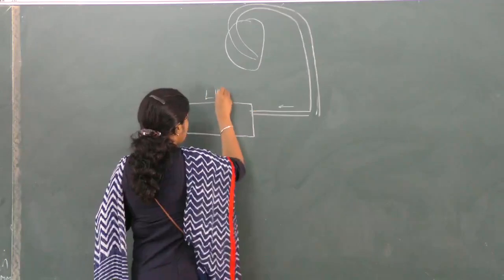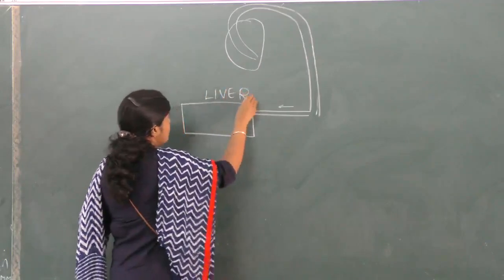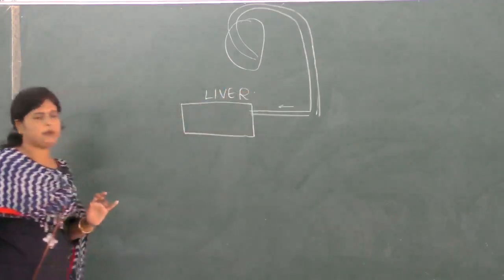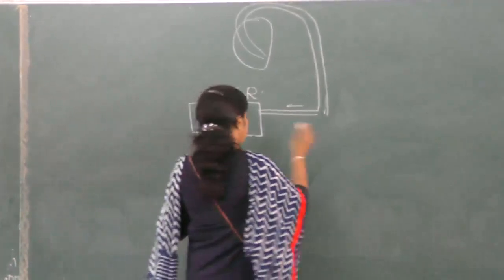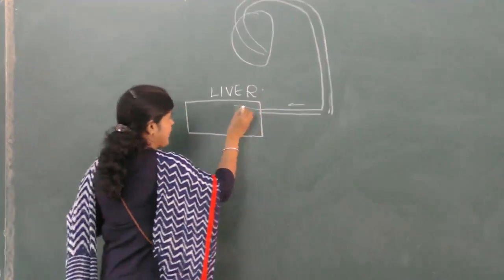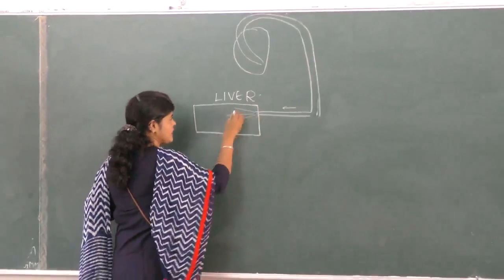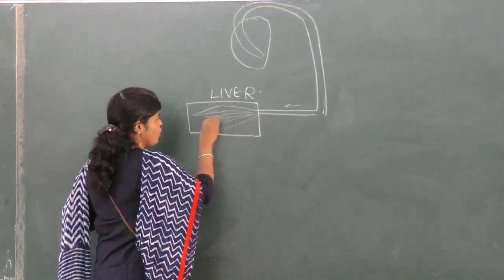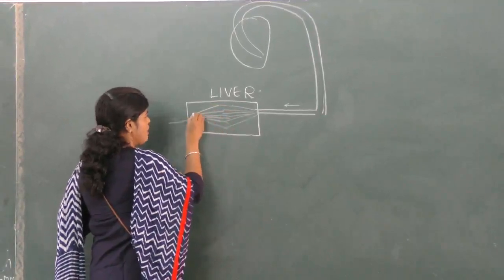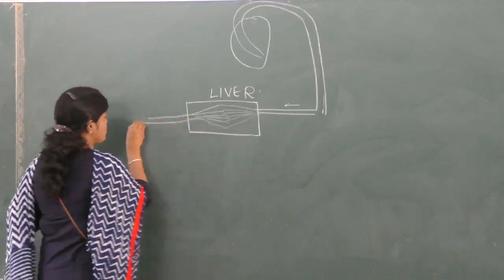Which organ am I showing? Liver. What are we doing? I am going to explain the hepatic portal system. It's slightly different. Liver, fine, okay. It breaks off into capillaries. It ramifies and forms capillaries, which join to form a vein, and it comes out.